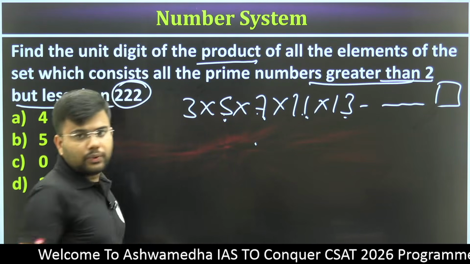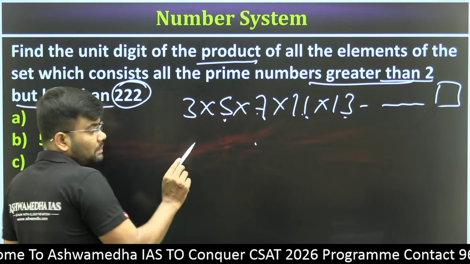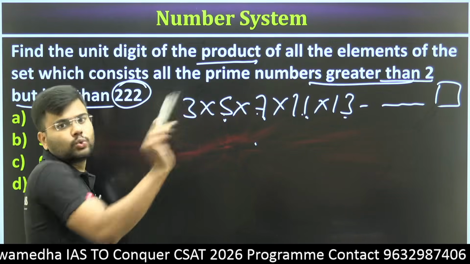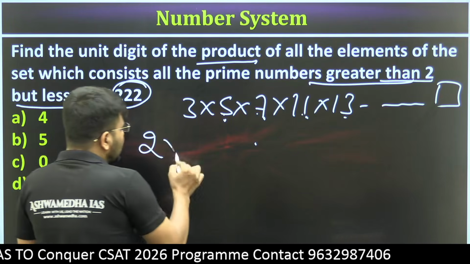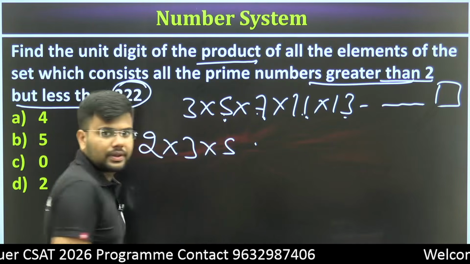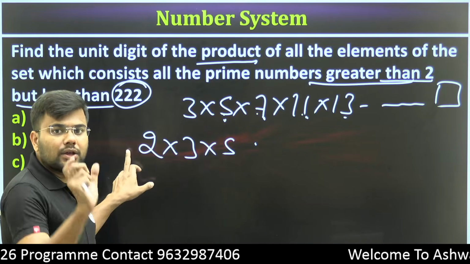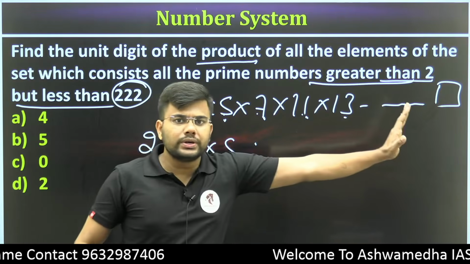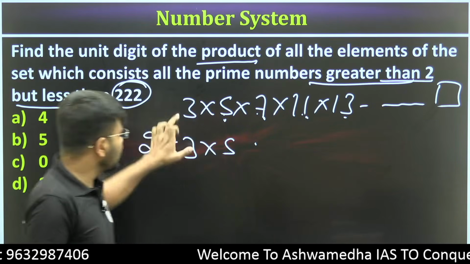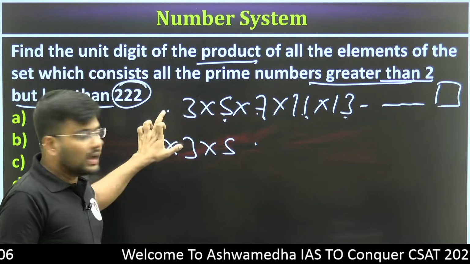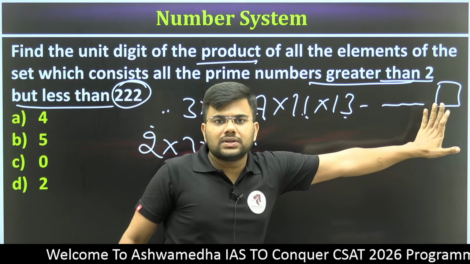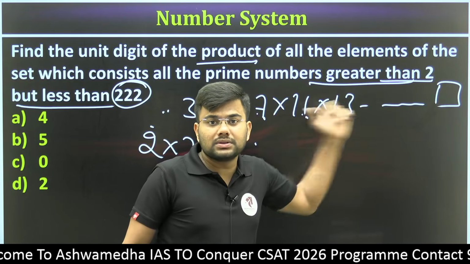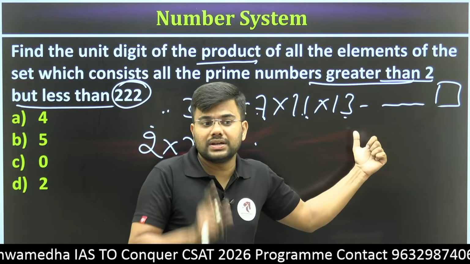If 2 was included, that means from 2 to 222, I would have got 2 into 3 into 5. 5 2s are 10. You have got 0. In the entire series, the unit digit would have been 0. Since there is no 2, and no even number in the entire series up to 222. Why? Because it's a series of what? Prime numbers.